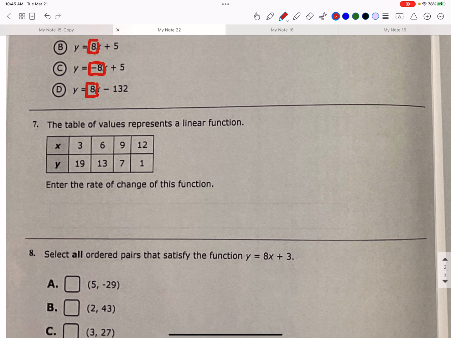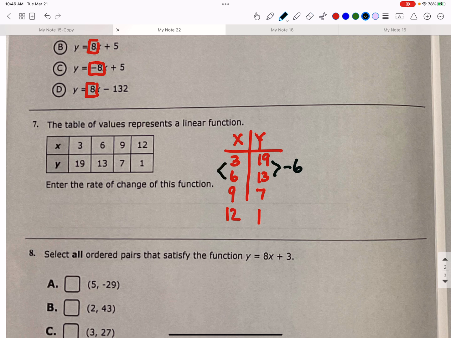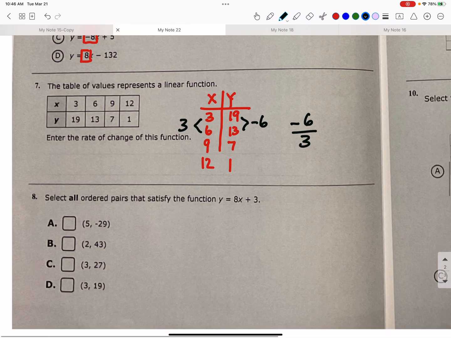All right, 7, enter the rate of change, enter the slope. Now, I like to write it sideways just because that's the way we've been doing it. So in my X column, I get 3, 6, 9, 12. In my Y column, I get 19, 13, 7, 1. And the slope, okay, this one goes down 6. This one goes up 3, negative 6 divided by 3. You should be able to tell me what that is.